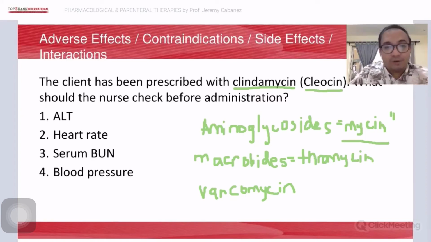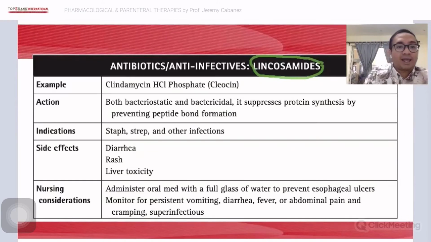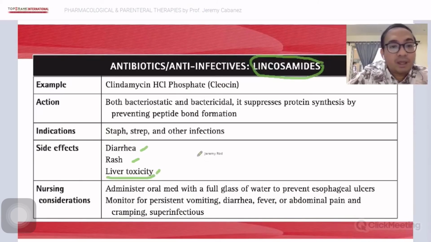Okay. So therefore, balikan natin ang tanong. Ang tinatanong, the nurse should check before administration. Ibig sabihin, i-check mo ano ba yung adverse effect ni clindamycin, which is a bactericidal or an antibiotic. Okay, tingnan natin. As you could see, these are the side effects or adverse effects of the drug. Ano ang sabi dito? It can cause diarrhea, it can cause rashes, it can cause liver toxicity. What type of toxicity? Liver toxicity. So therefore, kung ito ay nagkakos ng liver toxicity, what should you check?